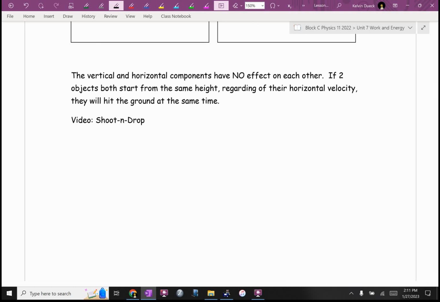Carter, what? The same? How on earth can that be? Explain yourself, Carter, my friend. It's just a guess. Well, it's either the same time, or the shot one hits first, or the dropped one hits first. So I guess I got a 1 in 3 chance. I'll take those odds.